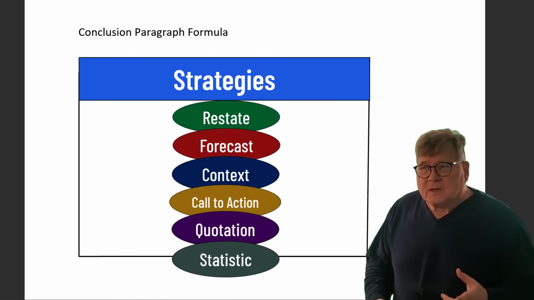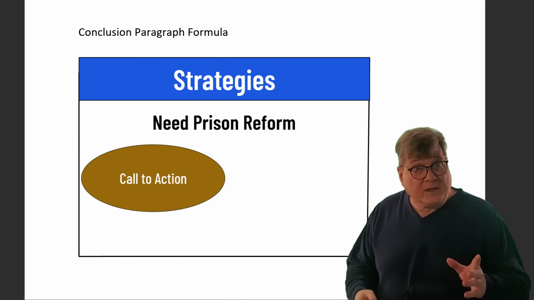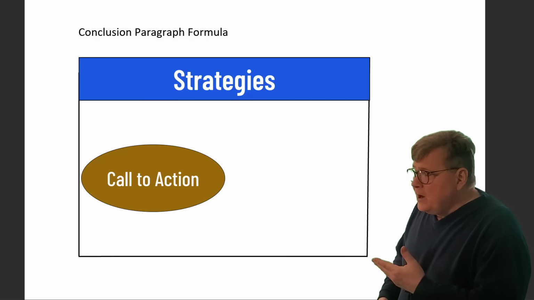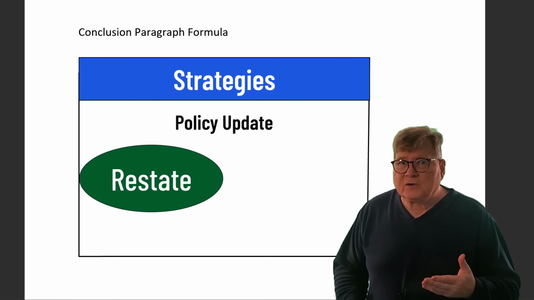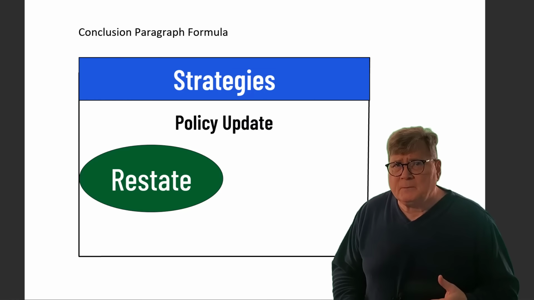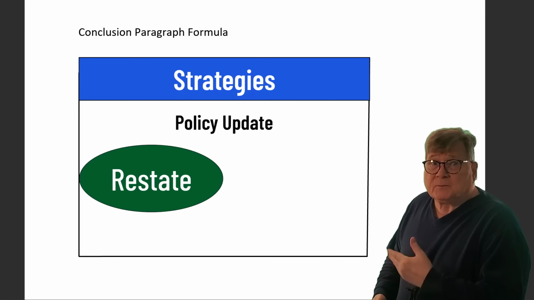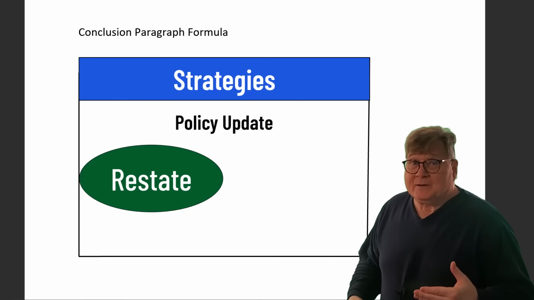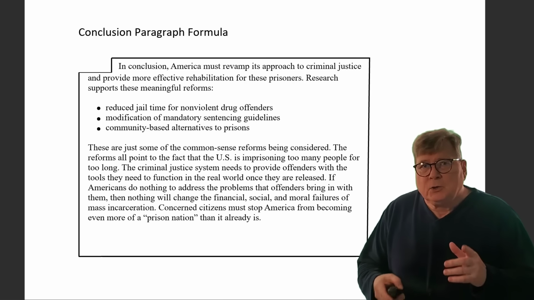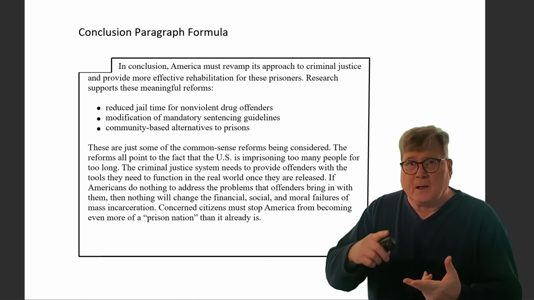For example, if this essay is arguing for prison reform, then what would be appropriate? A call to action. However, if the essay is serving as a kind of policy update or policy report to a higher up, you may want to do another strategy, restate the thesis and summarize the main points, maybe even in a bullet list.